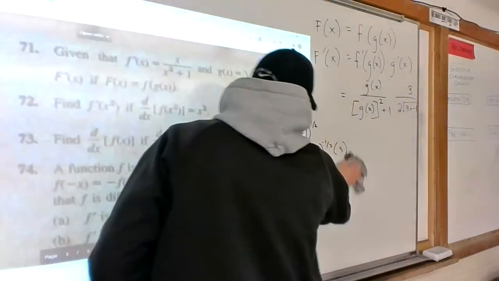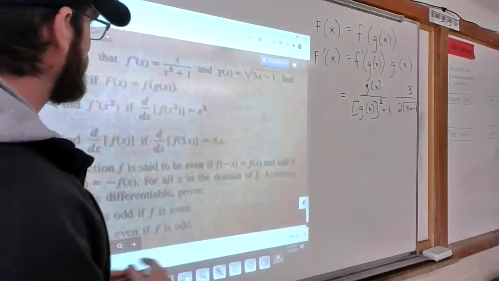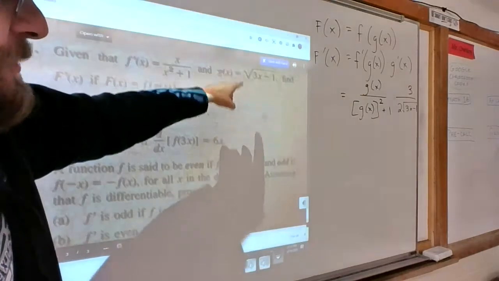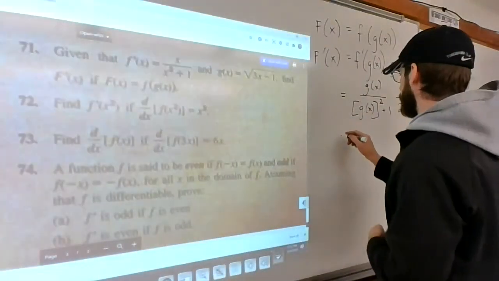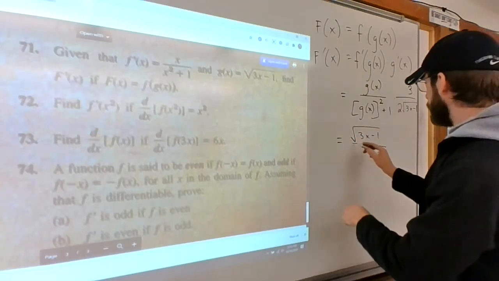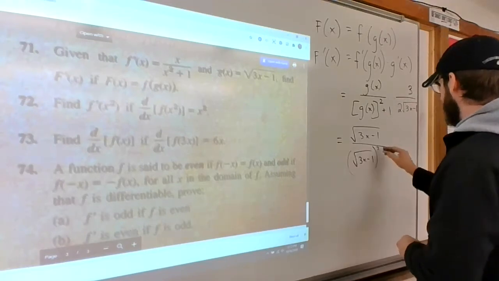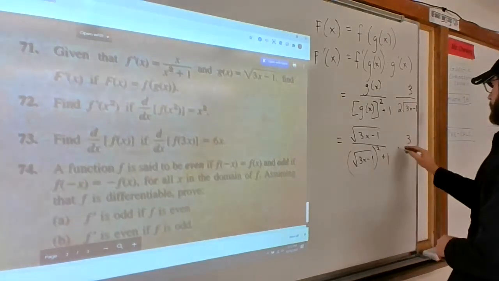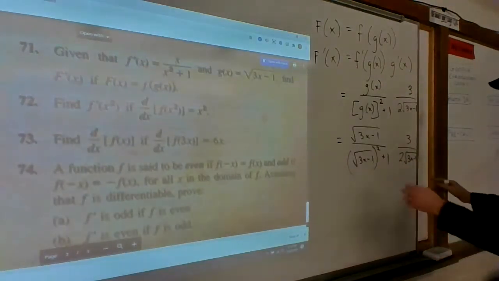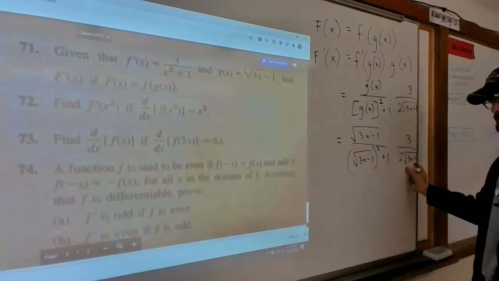And I need some more room, so I'm going to erase this. Hopefully that wasn't a mistake, erasing all that. So then, whatever g of x is, root 3x minus 1, I'm replacing it right now. Root 3x minus 1 goes in for g. Squaring that, times 3 over 2 root 3x minus 1. So do you guys see that we can cross-cancel instantaneously the root 3x minus 1 and the root 3x minus 1 here?